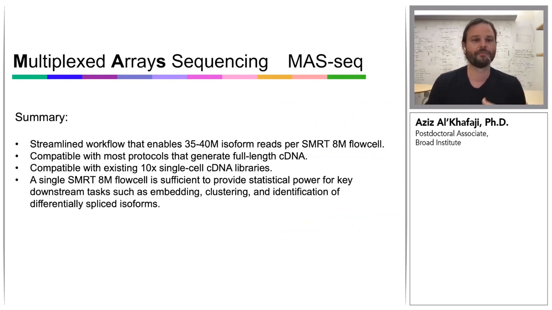So in summary, MAS-seq is a streamlined workflow that enables 35 to 40 million isoform reads per flow cell. This is compatible with most protocols that generate full-length cDNA. As well, this is compatible with existing 10x cDNA libraries, hanging out in the freezer. A single flow cell is sufficient to provide statistical power for key downstream tasks, such as embedding, clustering, and identification of differentially spliced isoforms.